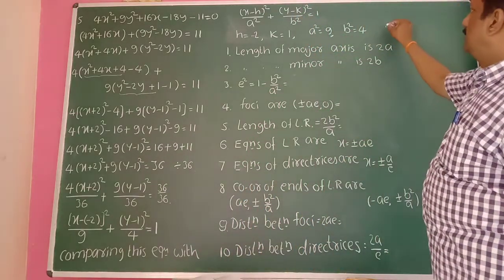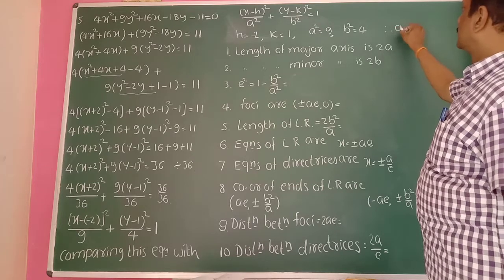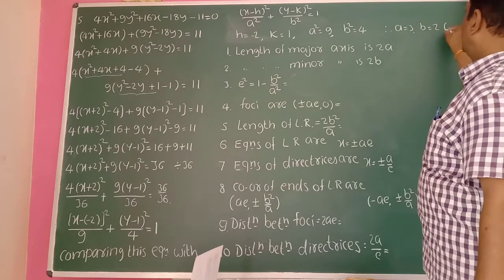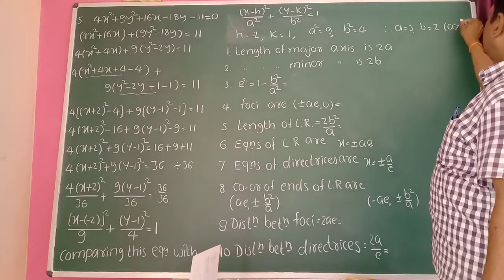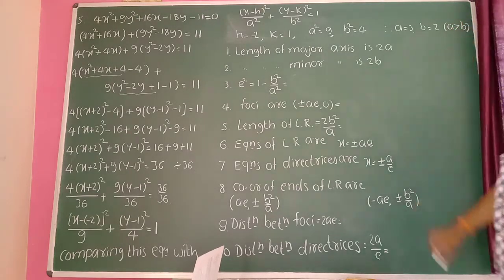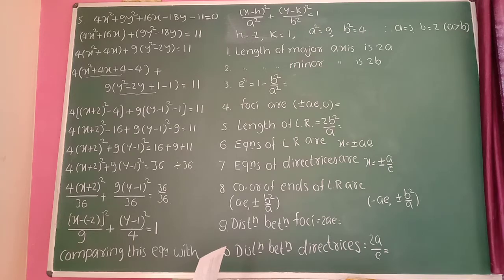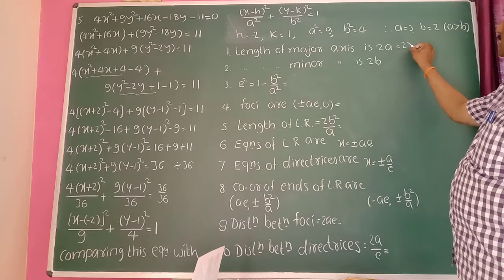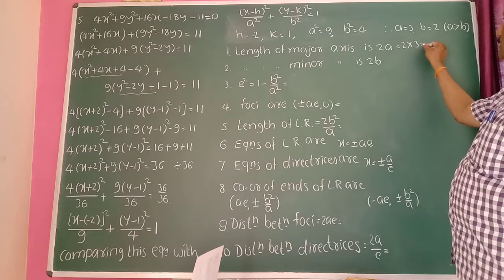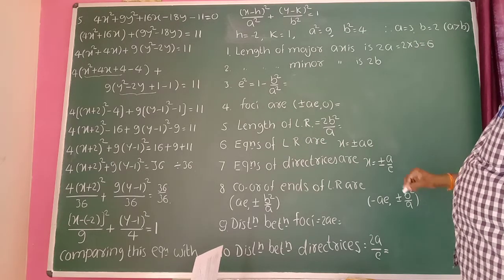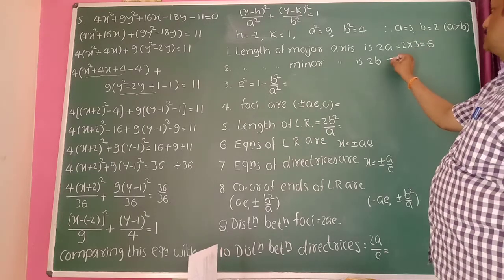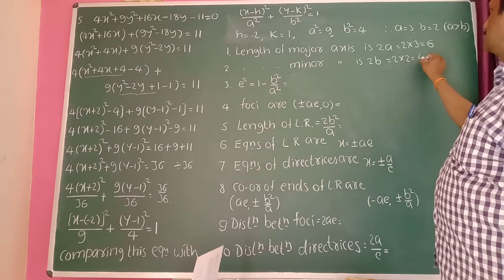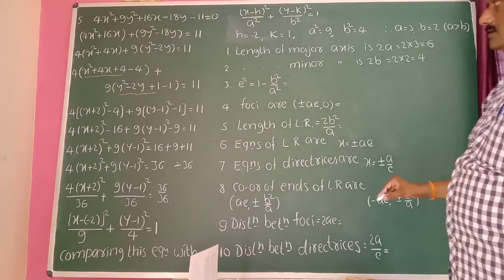Therefore A value is 3 and B value is 2, and in this case A is greater than B. Therefore the length of the major axis is 2 into 3, which becomes 6. The length of the minor axis is 2 into B, 2 into 2 gives 4.